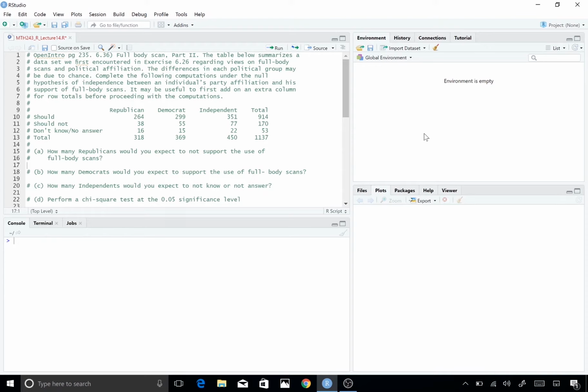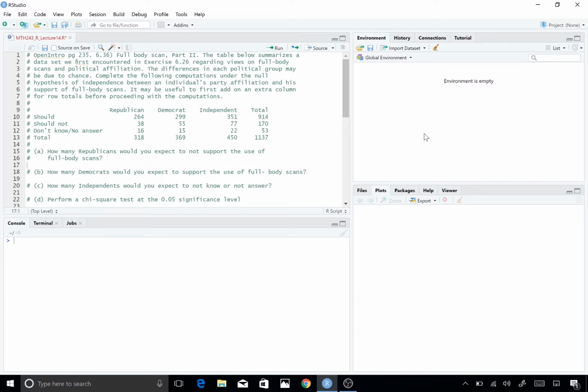This is a question from the book, 636 on page 235. We've got this table of people's opinions on full body scans at airports and their political affiliation, and we want to see if these two variables are independent.